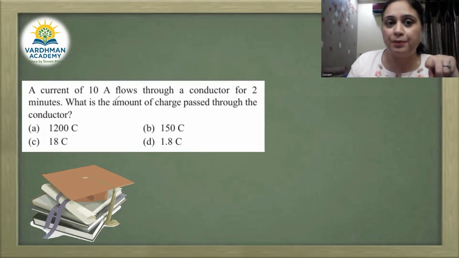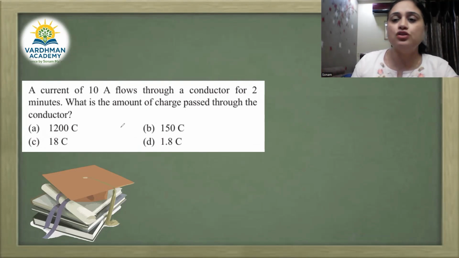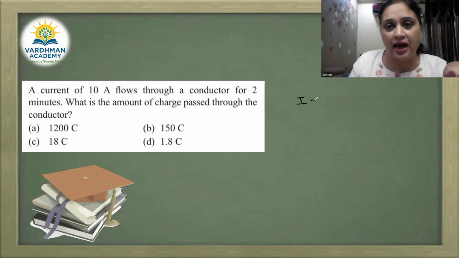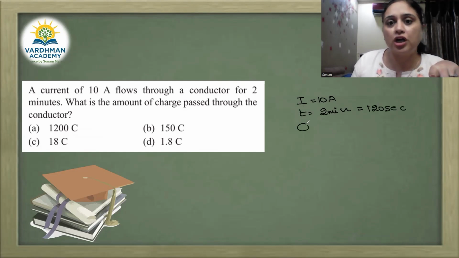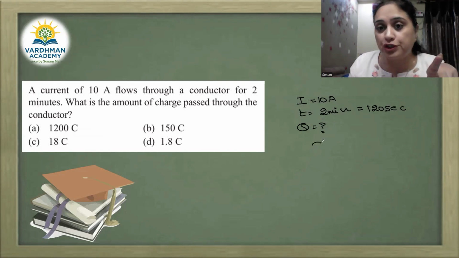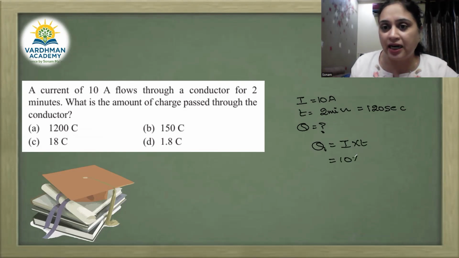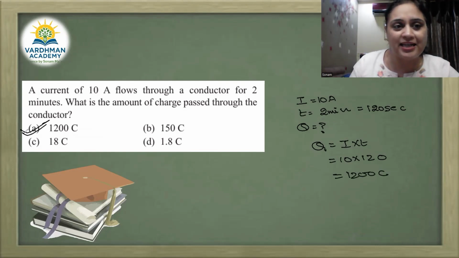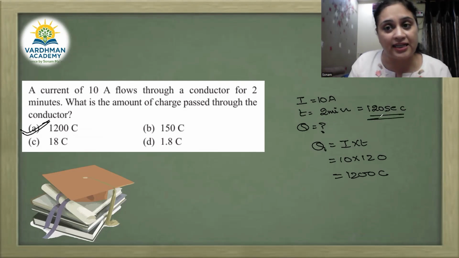Now we have the next question with us. A current of 10 ampere flows through a conductor for 2 minutes. What is the amount of charge passed through the conductor? अब आपके पास करंट गिवन है I, which is equal to 10 ampere. आपके पास टाइम गिवन है, that is 2 minutes. So आपको कन्वर्ट कर देंगे 120 सेकेंड्स में, और आपसे पूछा गया है चार्ज. So I is equal to Q upon T and Q is equal to I into T. So which is simply 10 times 120, which is 1200 coulomb. So option A is the right one. Very simple. Take care of the SI unit.